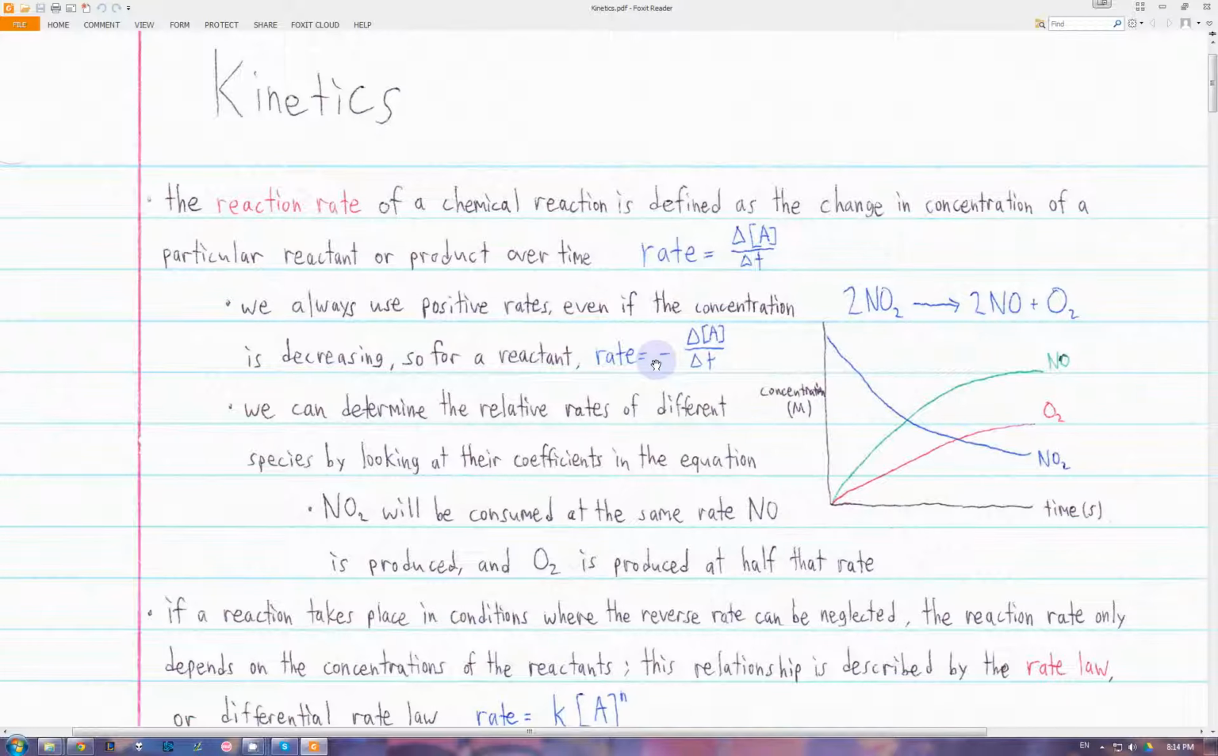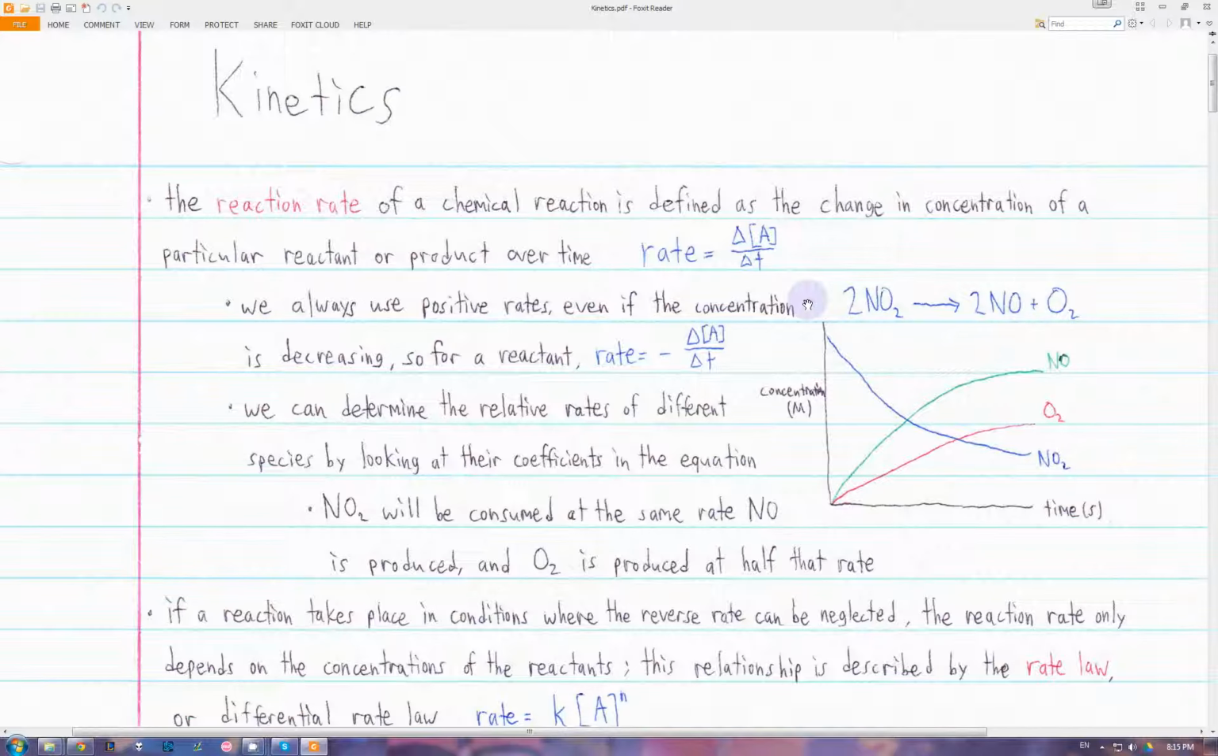So in kinetics, we're going to be looking at how fast a chemical reaction occurs, because the balanced equation tells us what happens, but it does not tell us anything about the speed of the reaction. So we start out by defining the reaction rate. The reaction rate is just the change in concentration over time of a particular reactant or product. And we can only define a reaction rate for one species at a time.